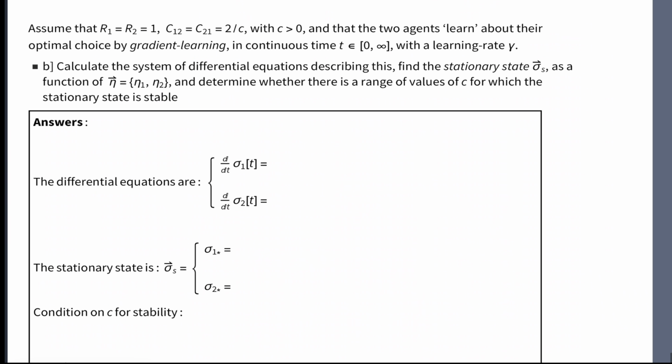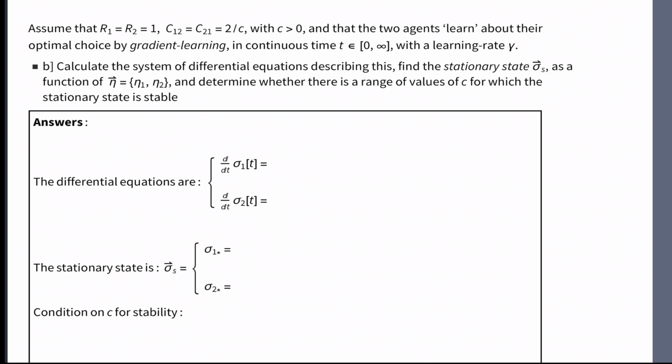Moving on, assume that R1 is equal to R2, which is equal to 1, and then C subscript 1,2 is equal to C subscript 2,1, which is equal to 2 over C, where C is greater than 0, and that the two agents learn about their optimal choice by gradient learning in continuous time. So t is an element between 0 and infinity inclusively with a learning rate gamma. Calculate the system of differential equations describing this.